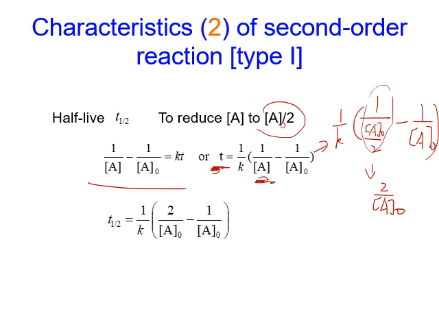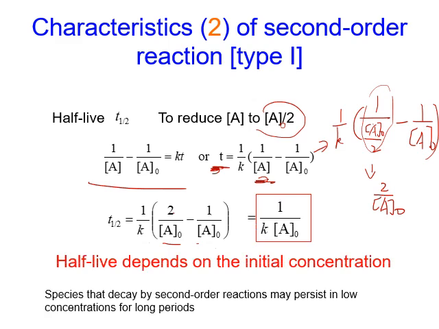And therefore we have this equation. 1 over k times 2 divided by A naught minus 1 divided by A naught. So 2 minus 1 is 1. So we have this conclusion: the half-life for a second order reaction is 1 divided by k times A naught. Note that in this equation you have the initial concentration. When you change the initial concentration, the half-life changes. And that's for a second order reaction.